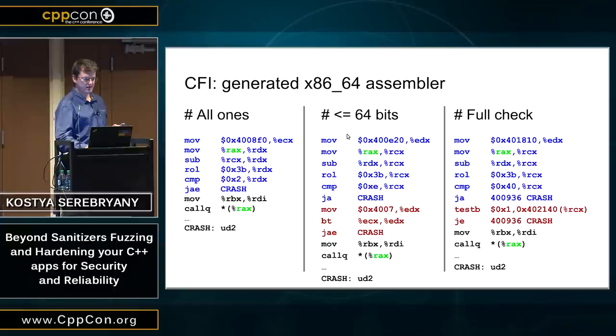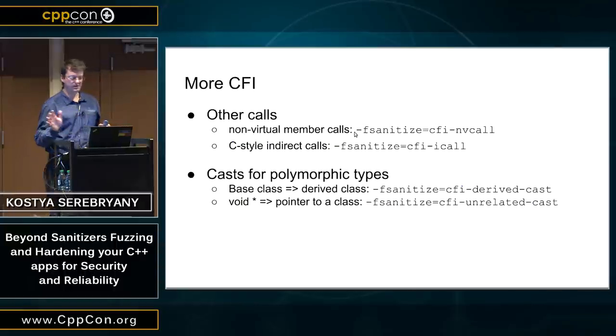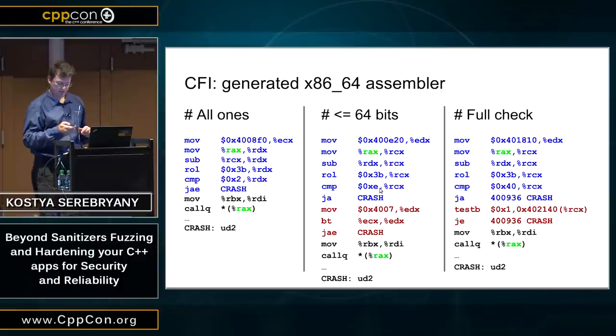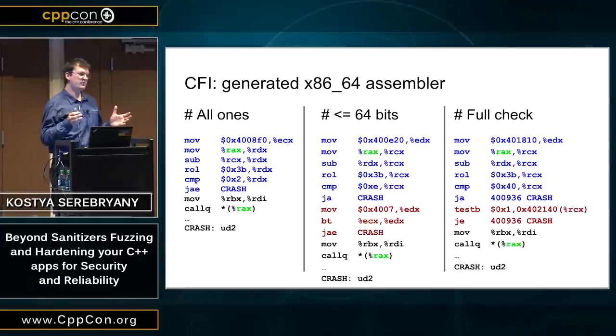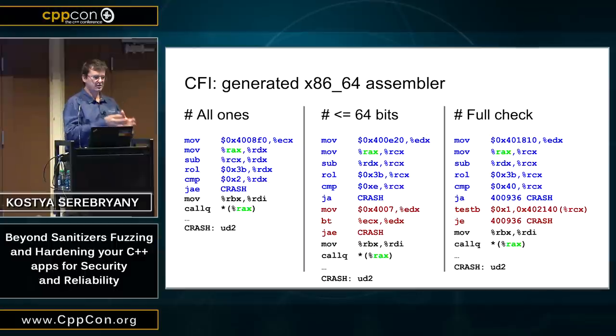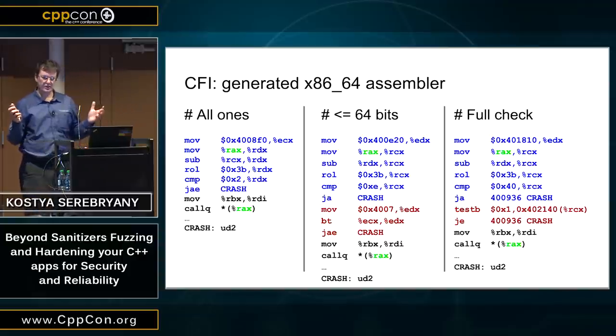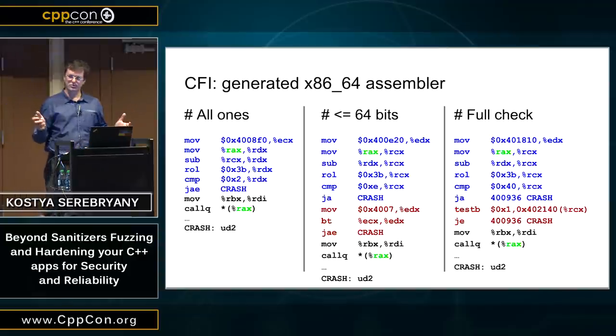If the bitset is less than or equal to 64 bits, there is a bitset lookup. But as you can see, this bitset lookup is just arithmetic instructions. It doesn't load anything from memory because the bitset is small and you can load it from the register. Finally, if the bitset is big and not all ones, we do need to do a memory load, but it's just a single memory load. It's cheap.